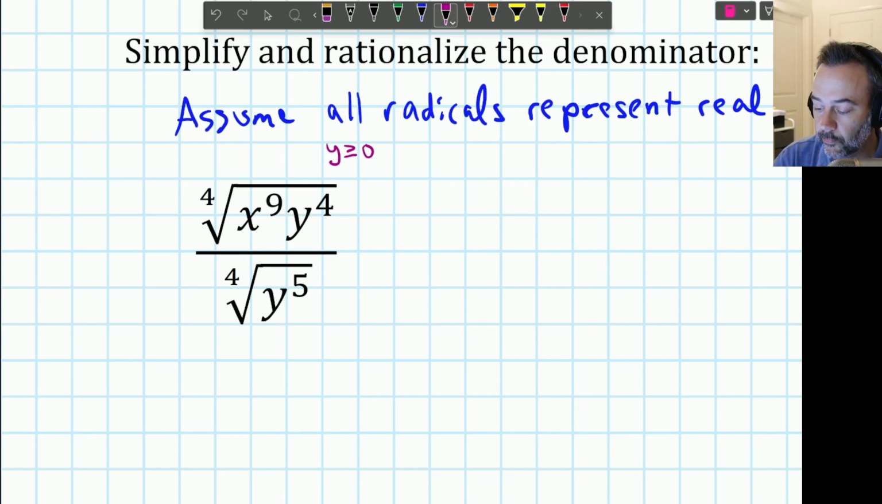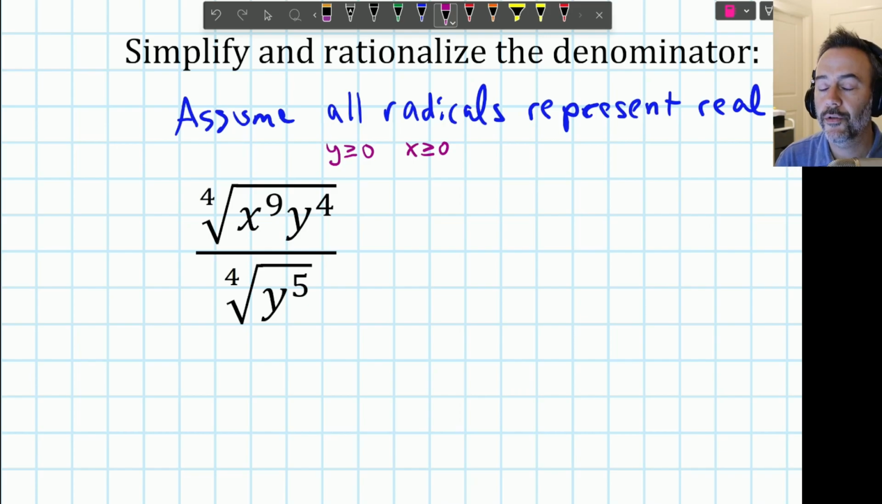What about x? Same thing. Notice that x is to the 9th power. If the 4th root of x to the 9th is a real number, then the x's we put in here cannot be negative. Because if I put a negative in for x, negative number to the 9th power is negative. The 4th root of that would be the 4th root of a negative, which is not a real number. So we also know that x must be greater than or equal to 0. Hence, we don't have to worry about absolute value on these problems.